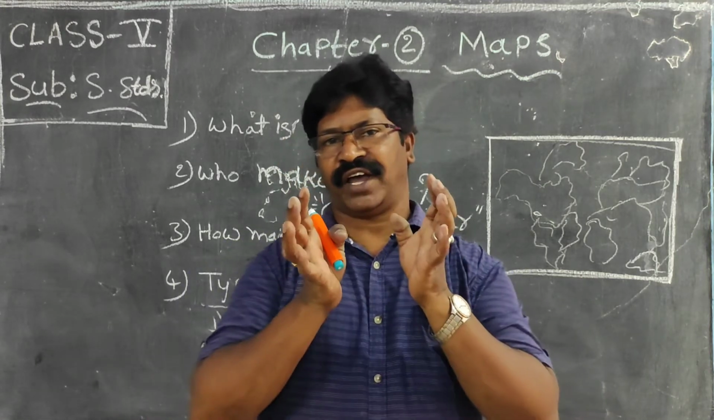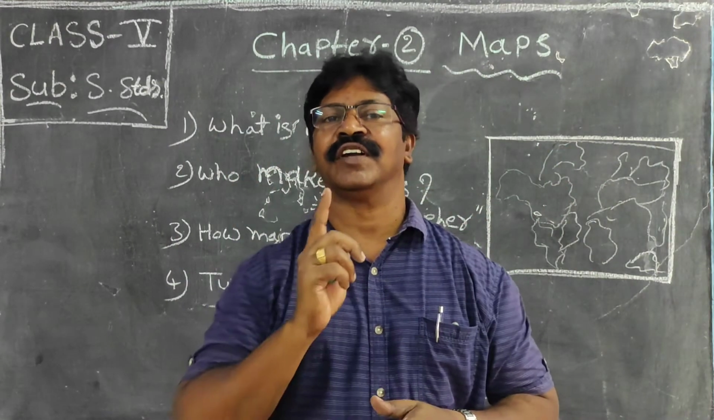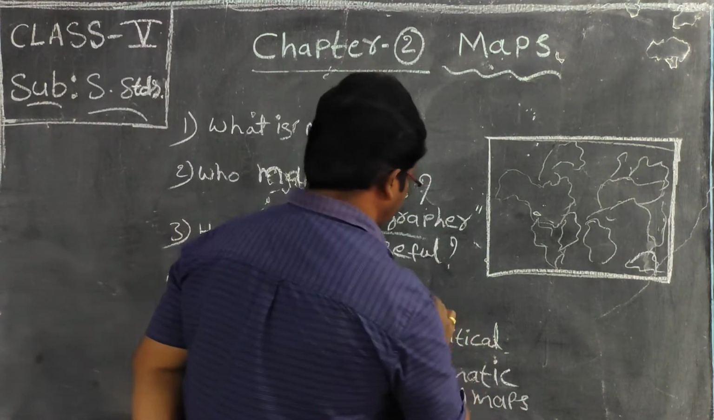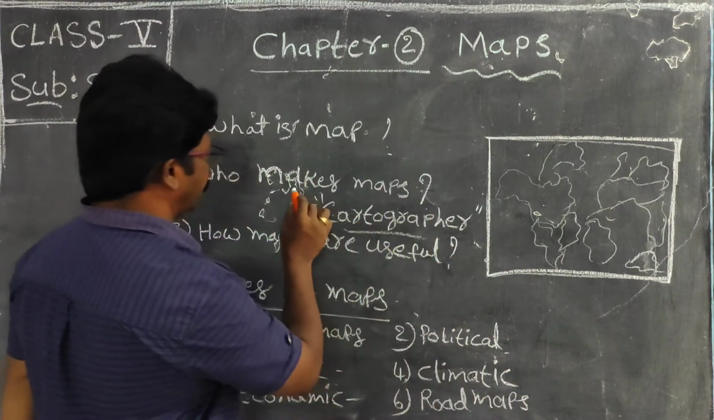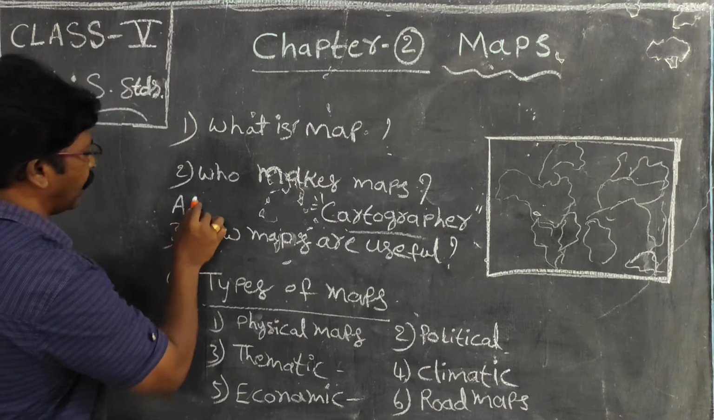And if we collect all the maps in one book, that book is called an atlas. So this you also have to remember. We make maps, and in this way, one book of maps is called an atlas.